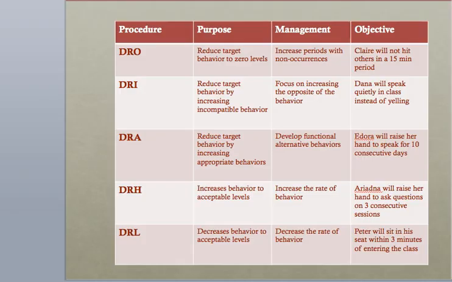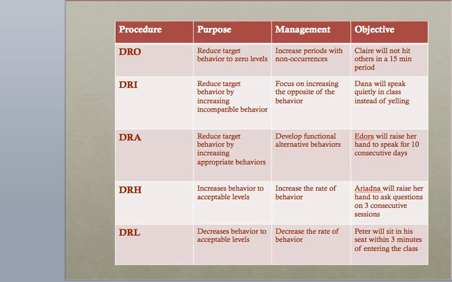So here's a little diagram that might help. We have our differential schedules on the left under procedures. So we have the DRO, the DRI, the DRA, the DRH, and the DRL. We have what its purpose is. And so the DRO, the DRI, and the DRA are looking at reducing target behaviors, typically to 0 levels. And the DRA and the DRI do so by increasing other behaviors, such as appropriate behaviors and incompatible behaviors. But the DRH and the DRL are actually increasing behaviors to an acceptable level or decreasing them to an acceptable level that's not 0.